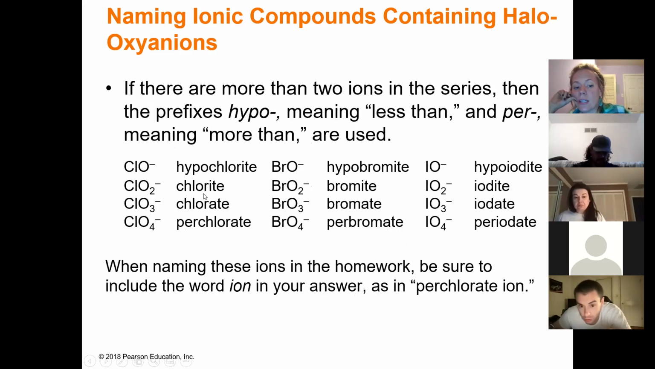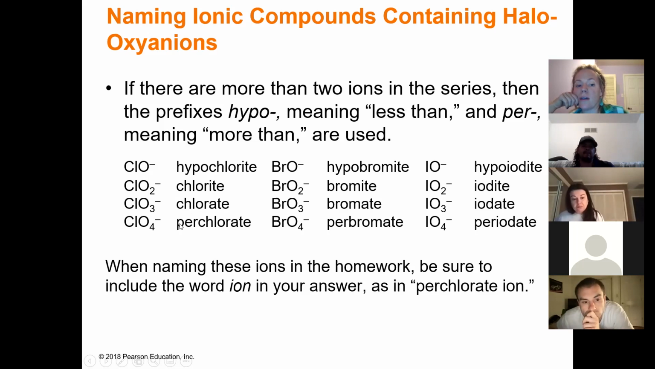There is a continuation to that series. I'm not going to test you guys on hypo or per, but if we were to look, for instance, at chlorate, chlorate is ClO3-. Chlorite would be 1 less oxygen. Hypochlorite would be an oxygen even farther less than that. So 3 to 2 to 1. Hypo being under, less than, like hypoglycemic. If we wanted to increase our oxygen, if we were at chlorate and wanted 4 oxygens, we would put the word per in front of it and we'd have perchlorate.